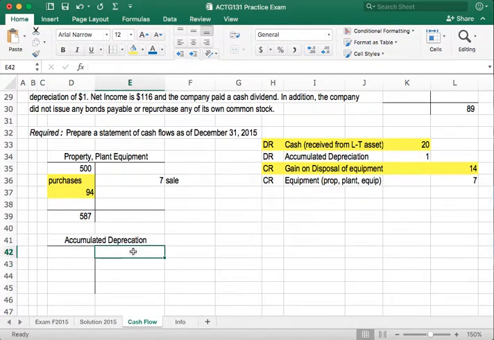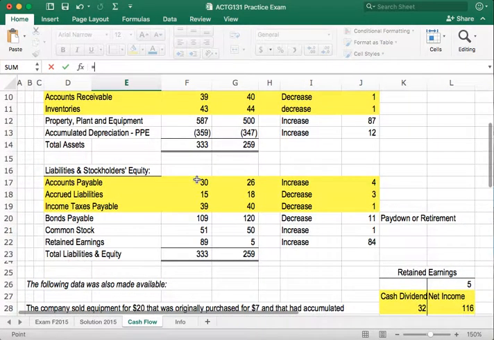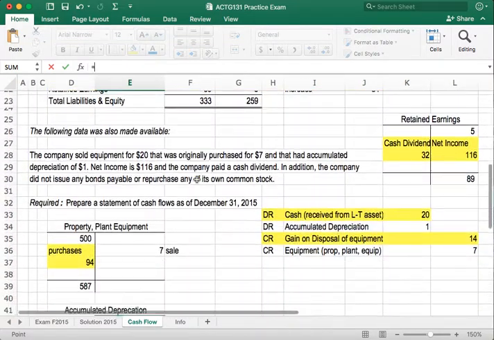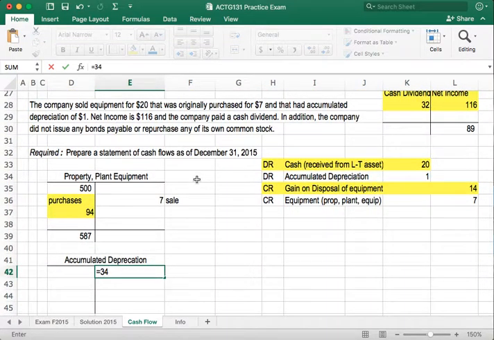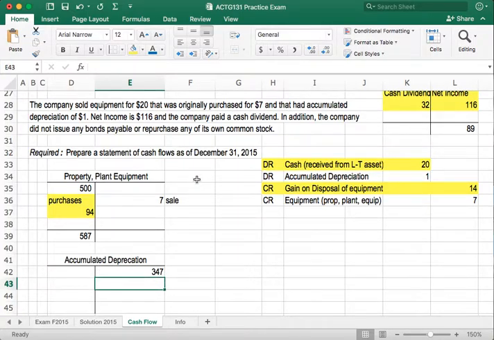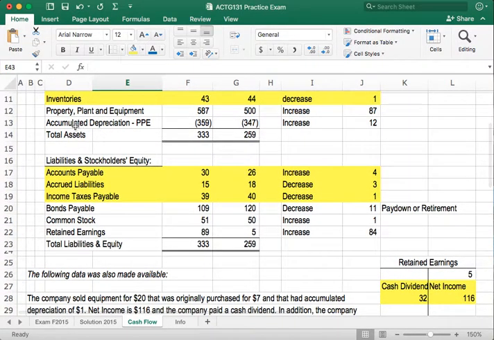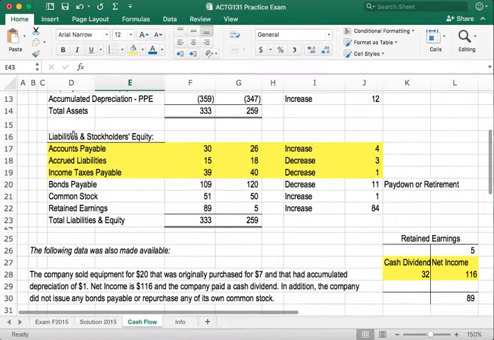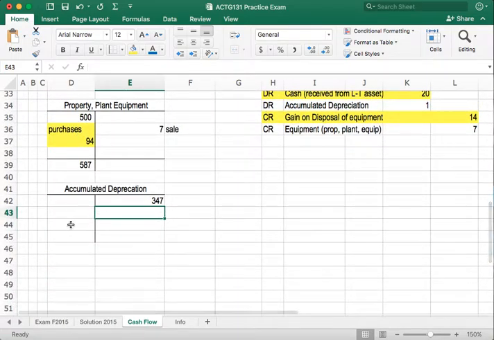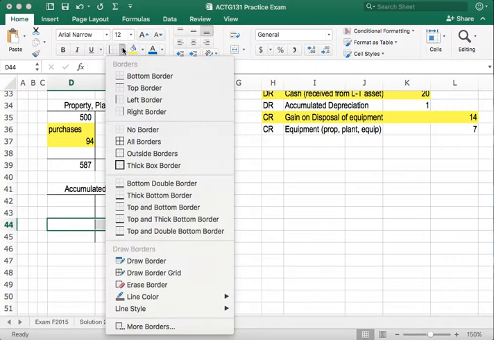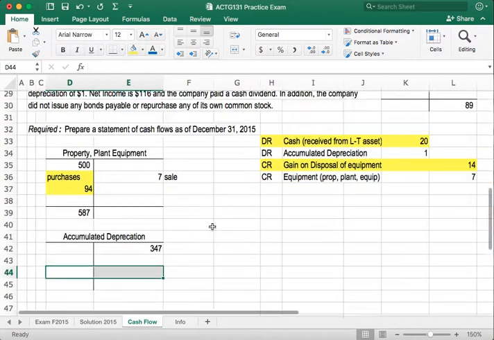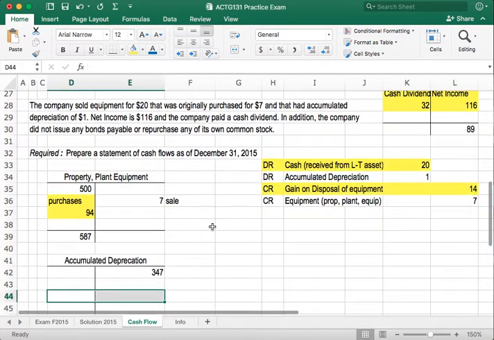So accumulated depreciation is a contra asset, meaning that it increases and decreases with a credit. So let's put in our beginning balance. We always leverage what we know, and that is $347. Although it's shown in brackets on our balance sheet, that just indicates it's a credit balance rather than a debit balance. And now we're going to put in our ending balance, which is $359.